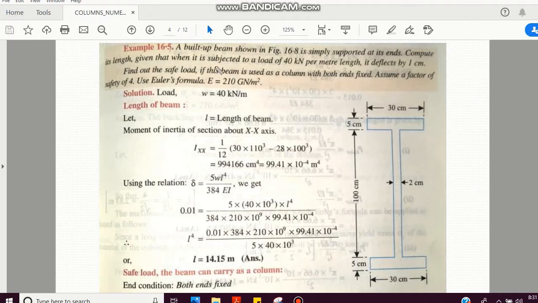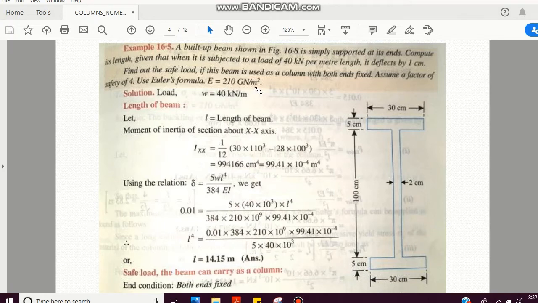The next numerical says that a built-up beam shown in the figure is simply supported at its ends. Compute its length given that when it is subjected to a load of 40 kilonewton per meter length, it deflects by 1 centimeter. Find the safe load if the beam is used as a column with both ends fixed. Assume a factor of safety of 4. Use Euler's formula. E equals 210 giganewton per meter square.